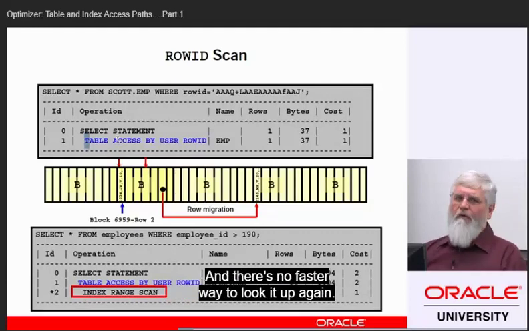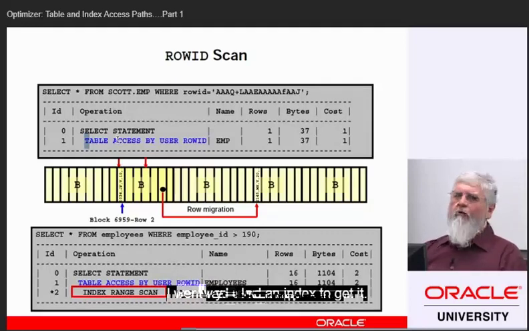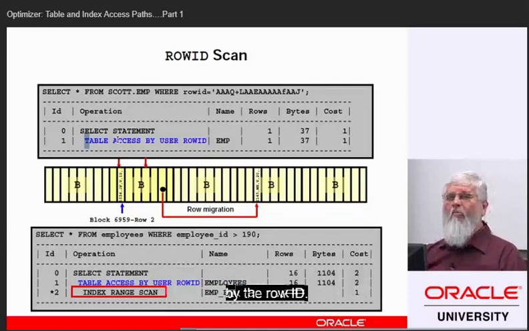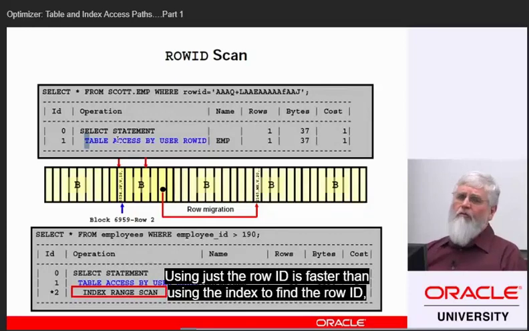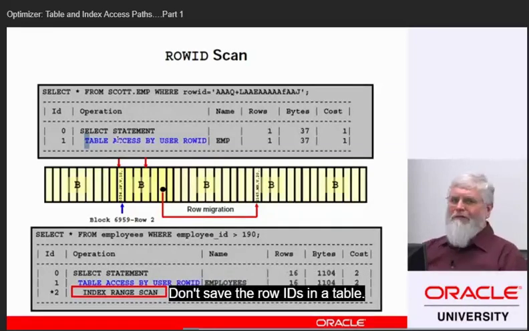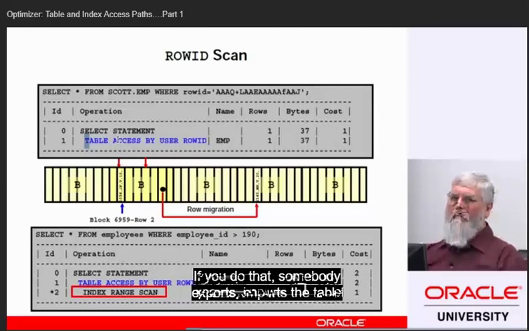Using just the row ID is faster than using the index to find the row ID and then using the row ID to retrieve the data. Don't save the row IDs in a table. If you do that, somebody exports, imports the table or does an alter table move, the row IDs all change, and Oracle doesn't maintain your table. Your application code needs to do that.